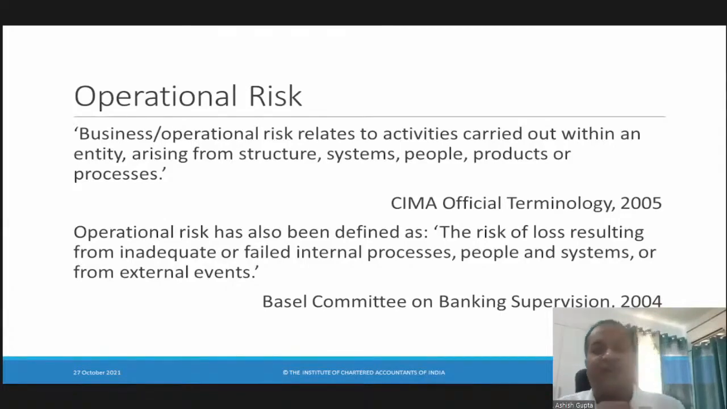Operational risk can also be defined as a loss. This is basically the Basel definition, that is, the Bank for International Settlements: the risk of loss resulting from inadequate or failed internal processes, people, and systems, or from external events. So normally, whenever the system of any organization fails, this risk is inevitable. Of course it also comes from external sources, but internal sources play the larger role.